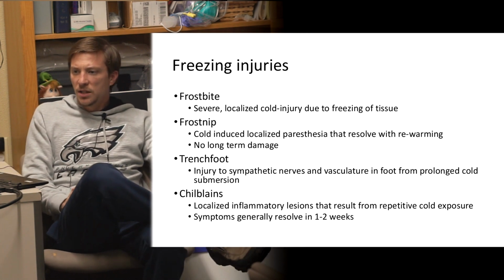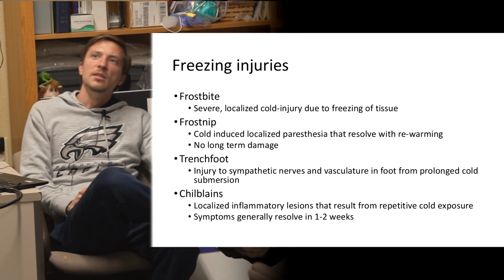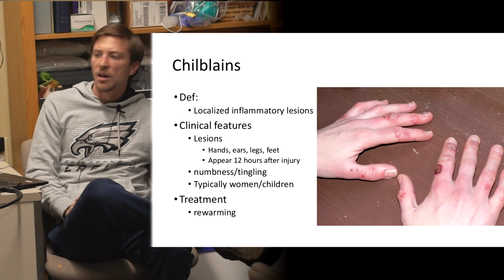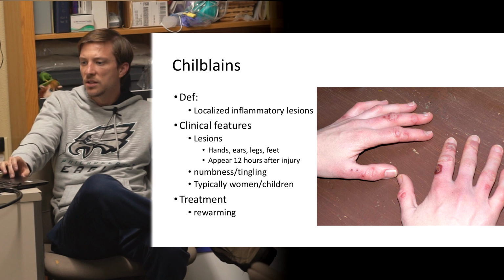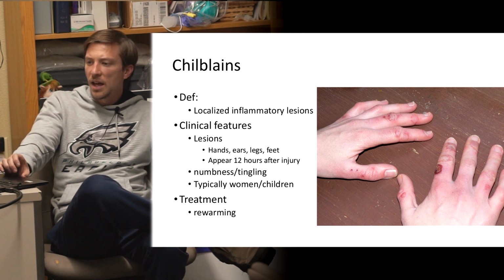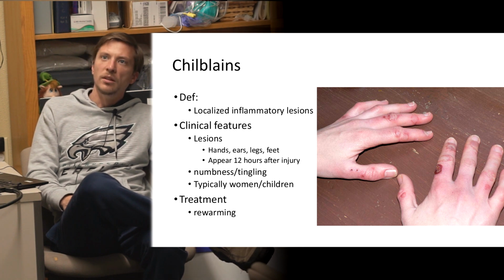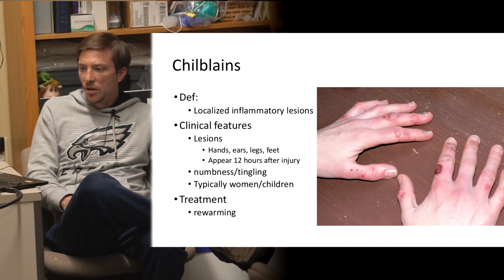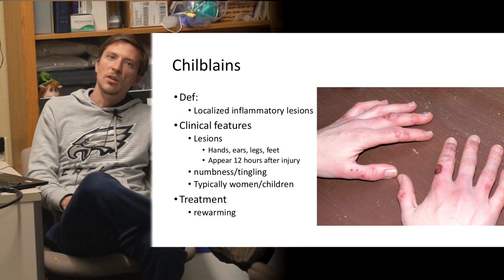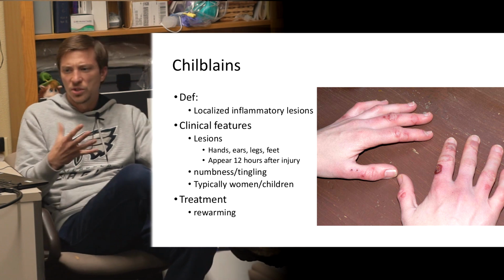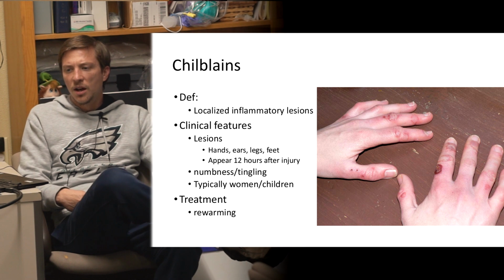Starting with the chilblains, it's local inflammatory lesions, and these are the kind of lesions that you see. On the left hand, on the fingers there, you see some pale, red lesions, and then on the right hand, on the index finger, you see a darker lesion. And so these are just those local inflammatory lesions.